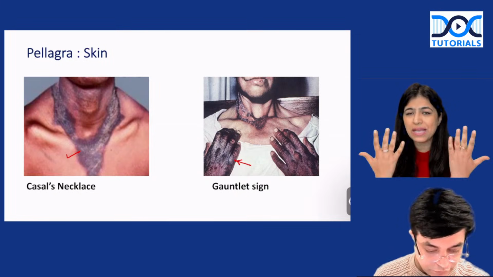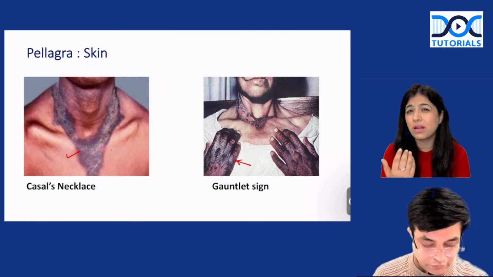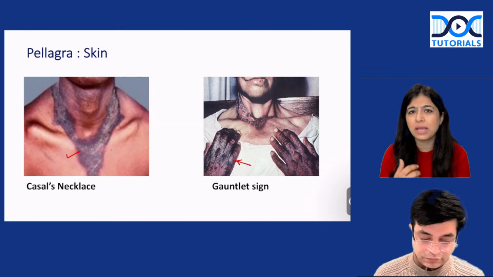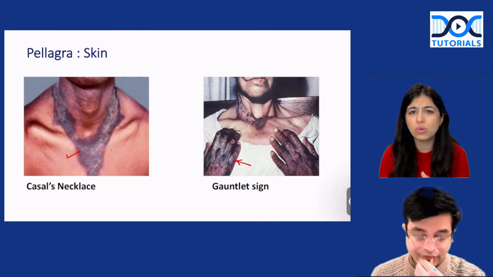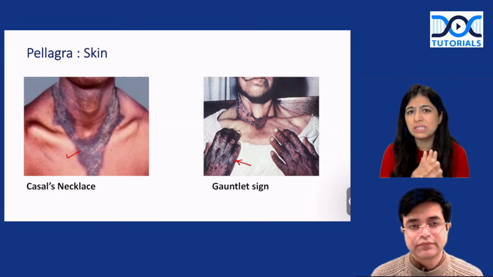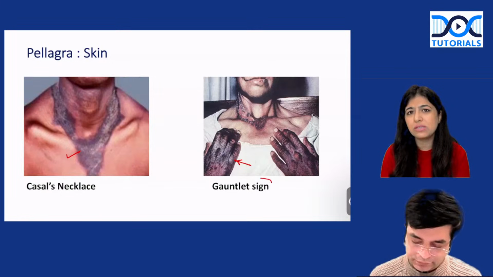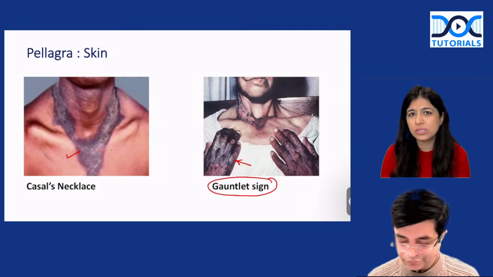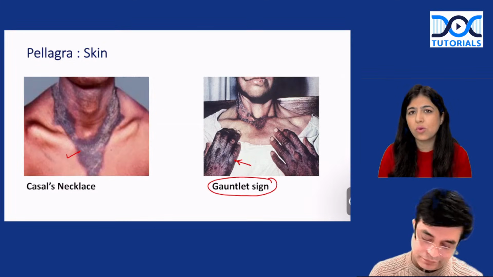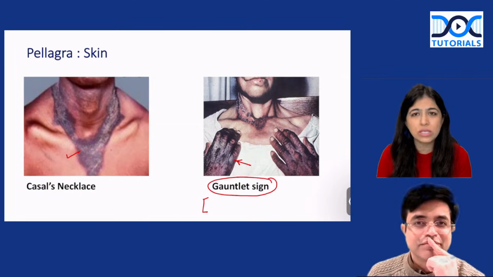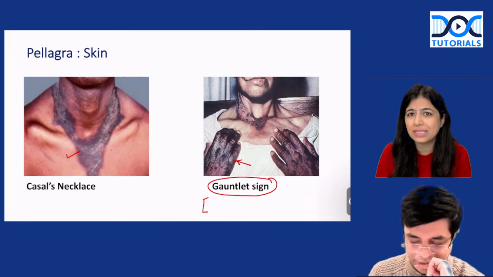This rash on the hands and the wrist is similar to the metal gloves which were worn, in the older times, by villains or someone who was working with heavy machinery. So this metal glove used to be called as gauntlet. And because this rash is in the area which is similar to that, it is also called as gauntlet sign. So these are 2 named signs that you have to remember: Casal's necklace and gauntlet sign.